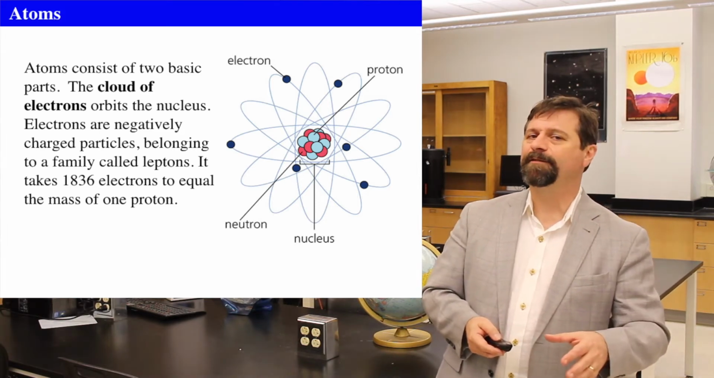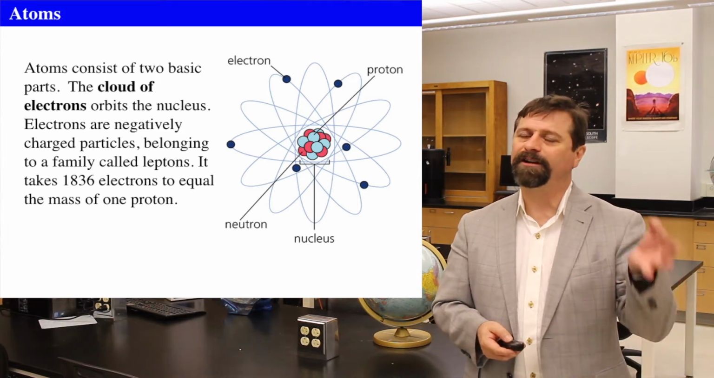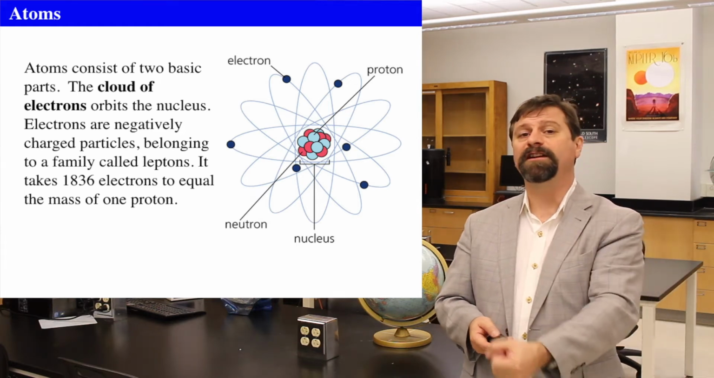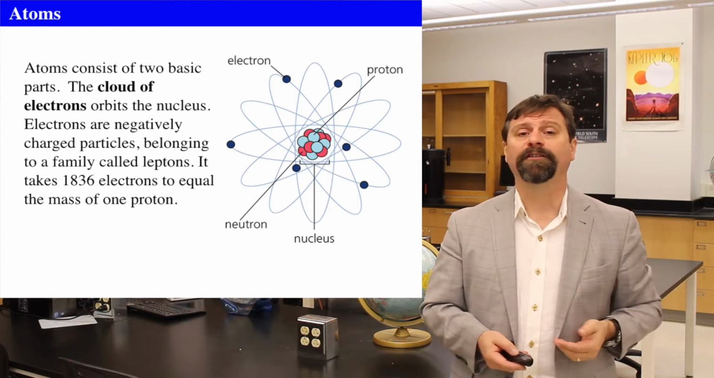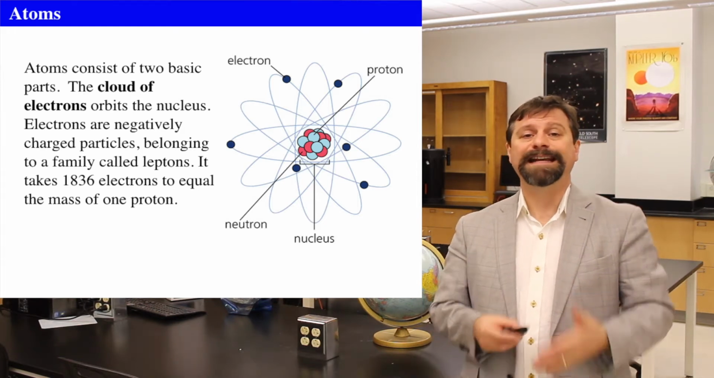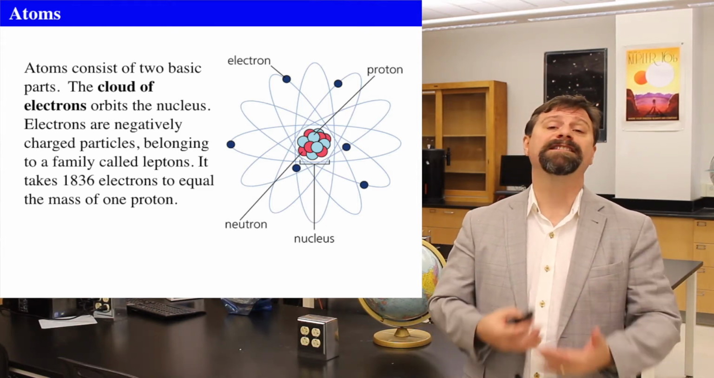What's funny is that we talked about fundamental particles. An electron is a fundamental particle and a proton is not. It is a subatomic particle, composed of quarks, but a proton is about 1,800 times the mass of an electron.